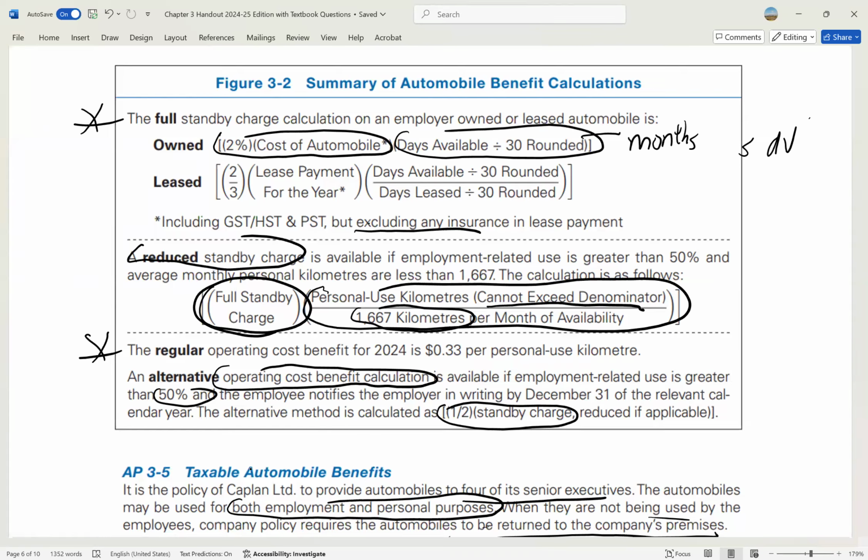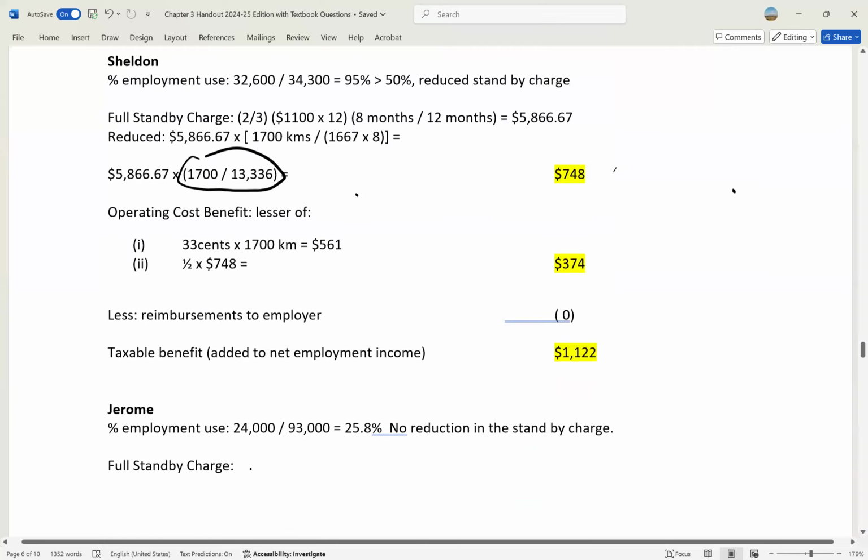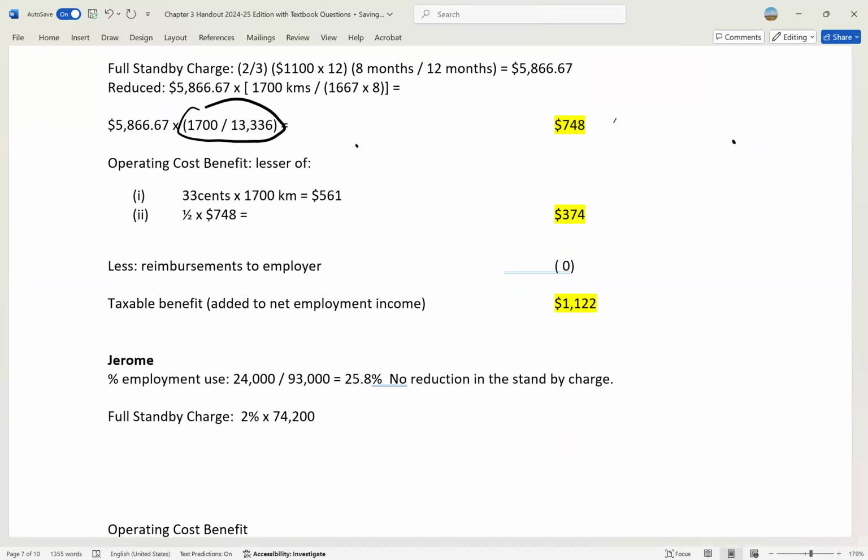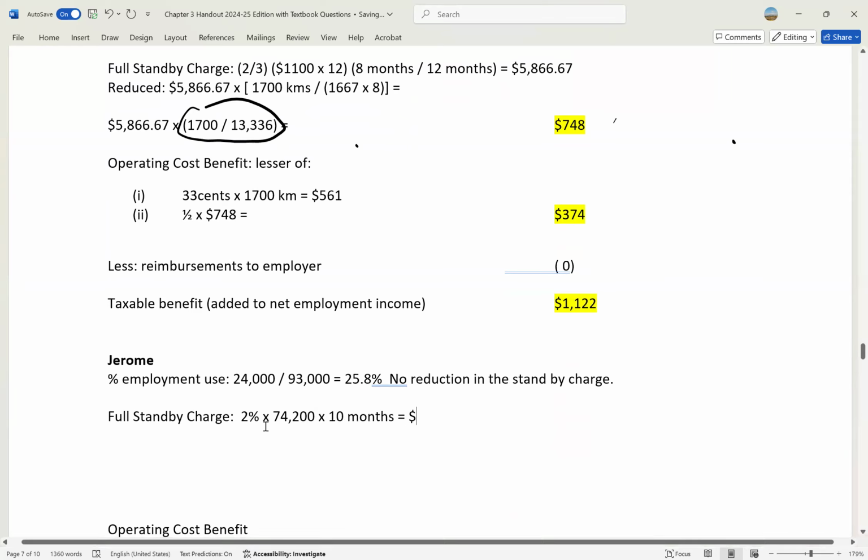So the car that is owned calculation is fairly straightforward. 2% times the cost of the car. And the cost of this car was 74,200 times months of availability. It was available for 10 months. And so this taxable benefit would be 14,840. And that's a lot. And one thing I want to just point out, I'm just going to highlight this number first.